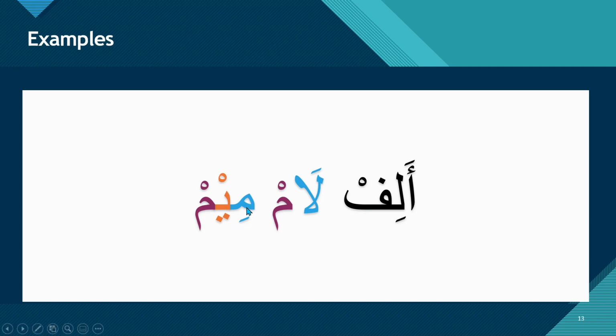Mim as well. You have the mim with kasra, and then ya sakina, and then mim sakina. So you have the ya sakina, before it its corresponding haraka, and after it is the mim, a letter that has real sukun. So 6 harakat as well. So if you're going to recite, it's going to be no elongation, 6 harakat, 6 harakat.